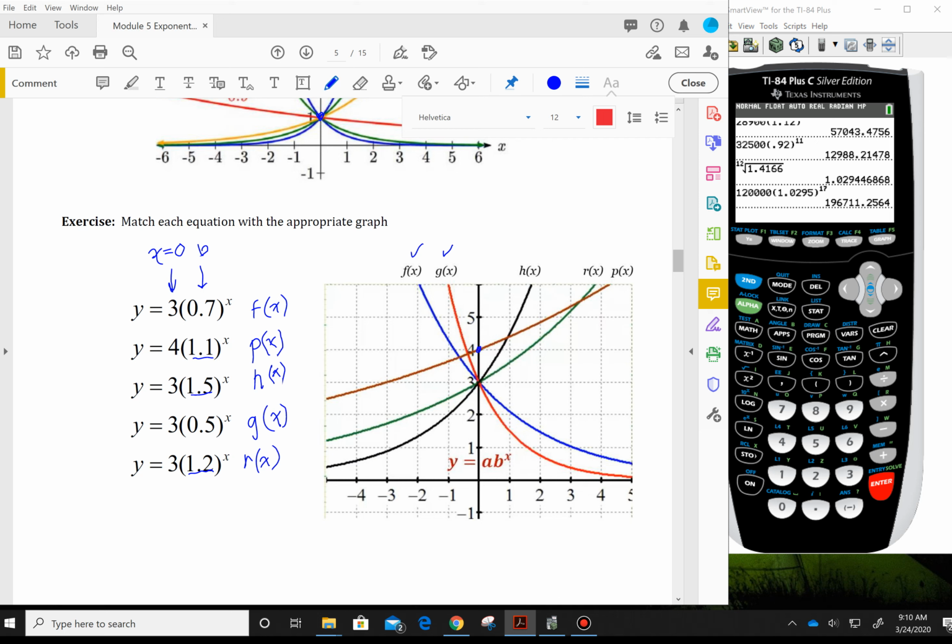Now, we're not going to be doing a lot with the graphs of exponential functions on our homework, but I do want to emphasize that we know whether a graph is increasing or decreasing based on the value of this growth multiplier, this base.